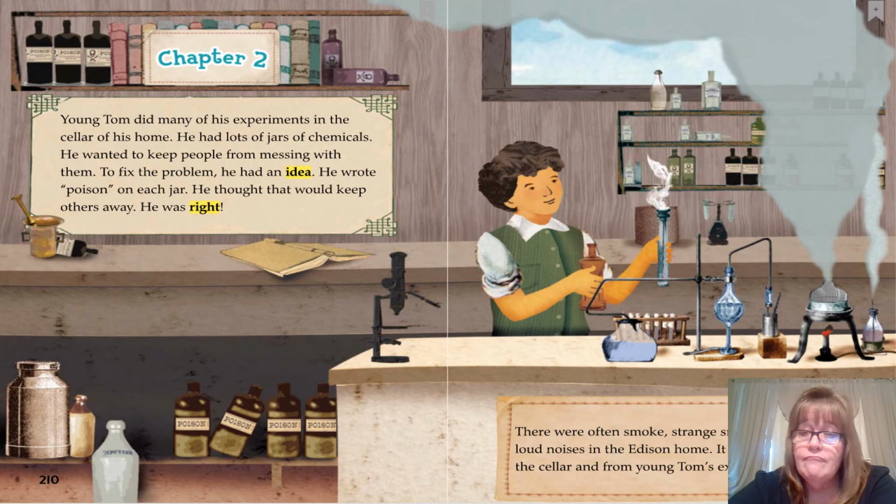So the problem? People messing with his chemicals. The solution to that? Write the word poison, and it certainly worked.